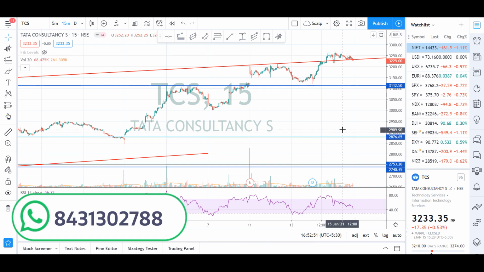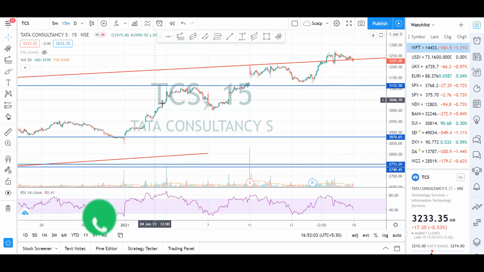So how do we actually use anchored VWAP? This is something which we will try to learn. Now if you see this chart of TCS.